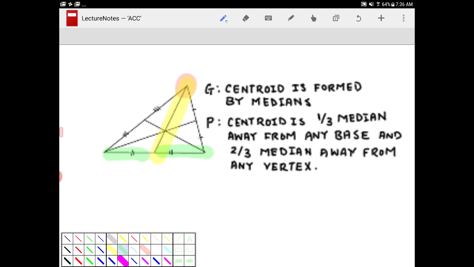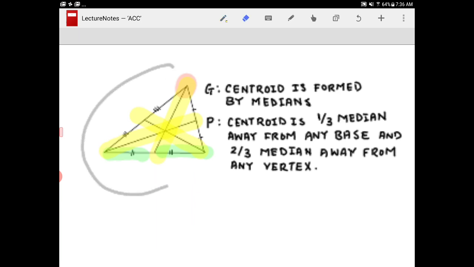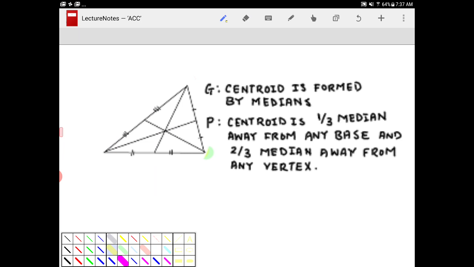If we do this two more times, you're going to see that the medians intersect. The intersection of those medians forms what's called the centroid. And this point is what we are going to investigate. Why is this point one-third away from the base, and two-thirds away from the vertex? One-third of a median away from a given base, and two-thirds away from a vertex.